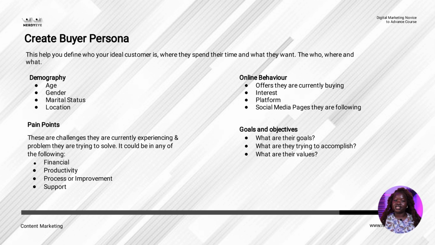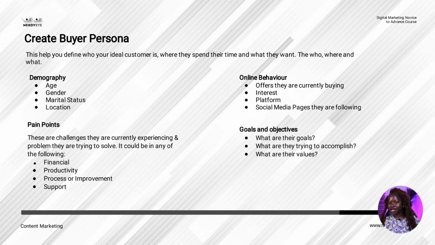Number 3, you can look at their pain points. Do they have challenges that they are currently experiencing or problems that they want to solve? It could be any of the following. It could be a financial problem. It could be productivity related. It can be a process or improvement problem, or a support problem.